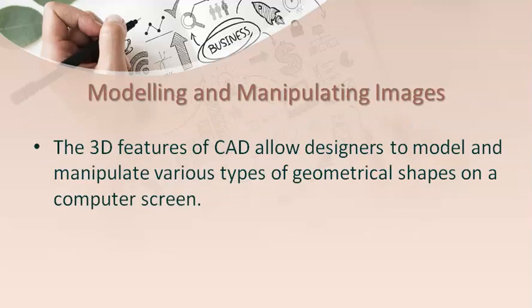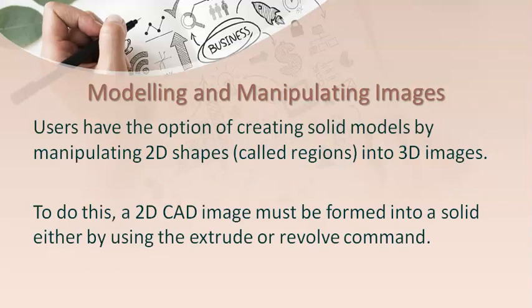Now let's look at modeling and manipulating images. The 3D features of CAD allow designers to model and manipulate various types of geometrical shapes on a computer screen. Now users have the option of creating solid models by manipulating 2D shapes called regions into 3D images. To do this, a 2D CAD image must be formed into a solid either by using the extrude or revolve command. Let's look at those commands at this juncture.